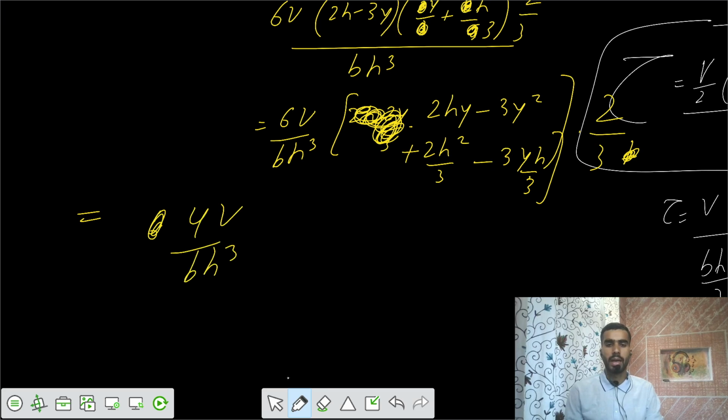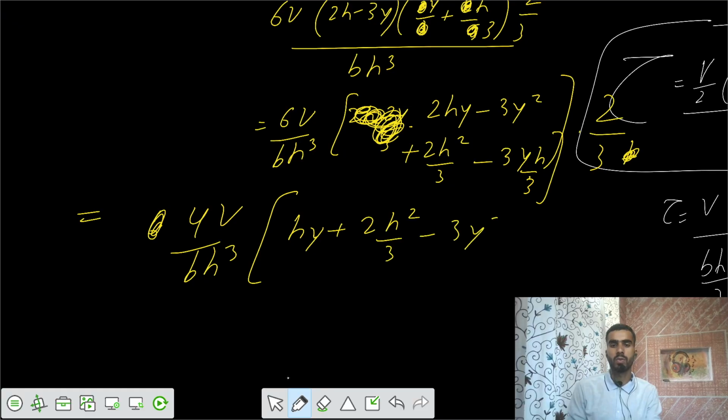4V/bh³, and you got this value of 2hy minus yh, that is hy, and this one 3 3s are 9, 3 3s are 9. Let's solve this. So we got this one, 2hy plus 2h squared by 3 minus 3y squared. Do we got this one? 4h squared plus 9y squared.